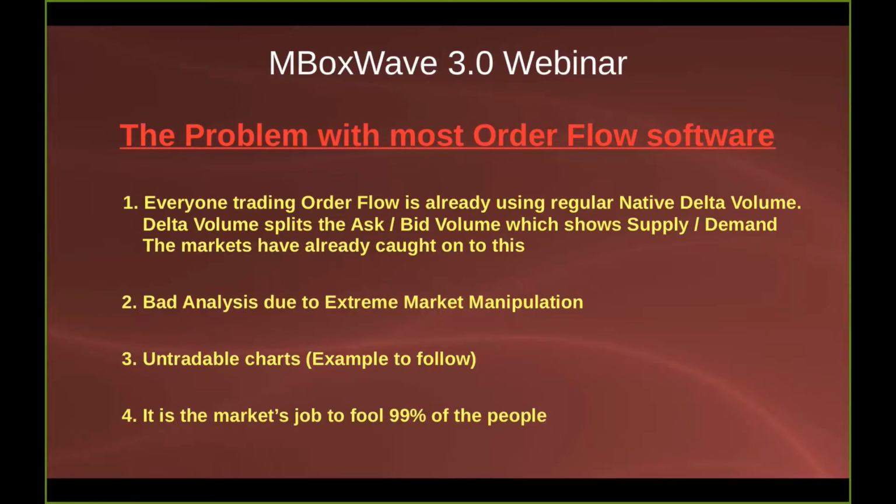First, everyone that is trading order flow is already using the regular native delta volume. The delta volume splits the ask and bid volume, which typically shows supply and demand. Markets have already caught on to this, and I'll show this in the next slide. Because of that, you get bad analysis due to extreme market manipulation. You can get untradeable charts, and it's 99% of the market's job to fool the other people. So if everybody is already using the same order flow software, it can't keep working for everybody just as well, for all time. So let's go on to the next slide.